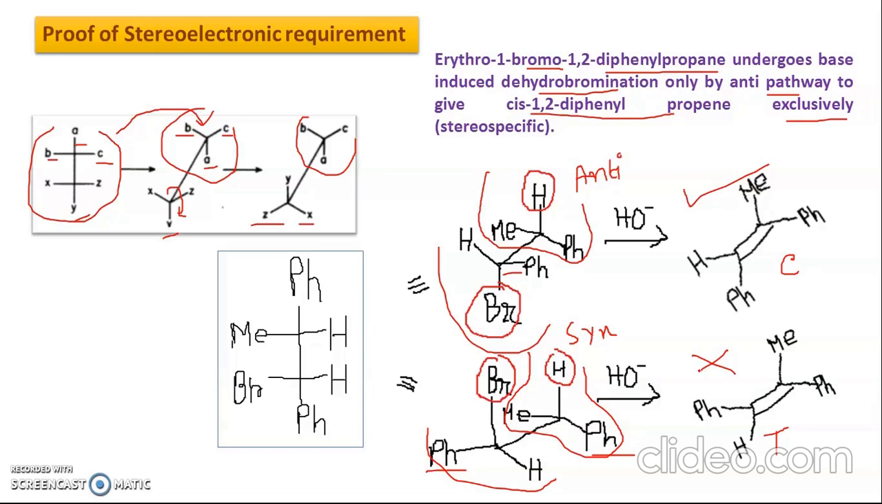So that is all for this video. This is not just the end of this E2 mechanism. I will come to you with some more information regarding the E2 mechanism. In the next video we will see that in some special cases syn elimination may happen, then consecutive E2 elimination and E2 elimination in cyclic compounds. All those things we will see in the next video.